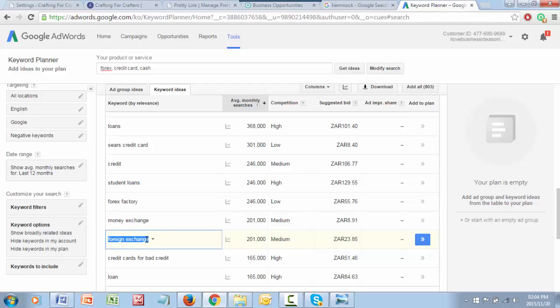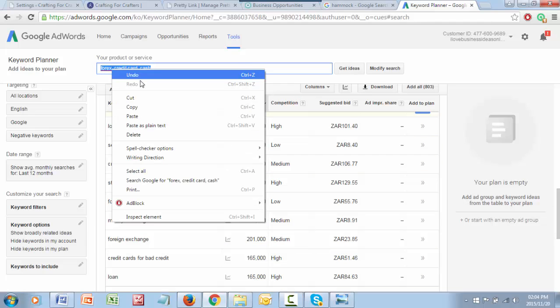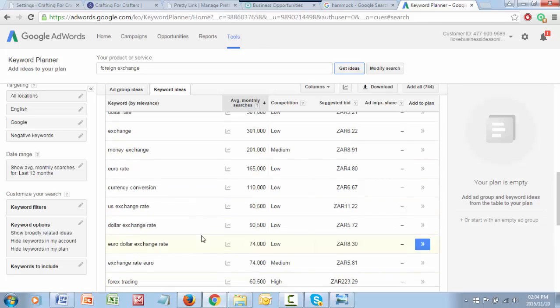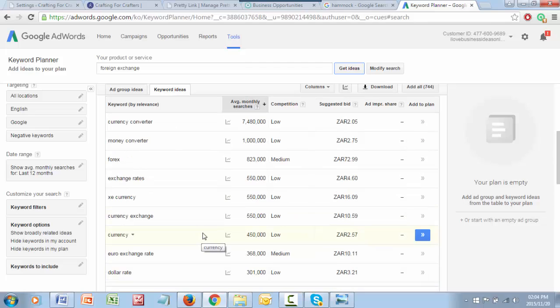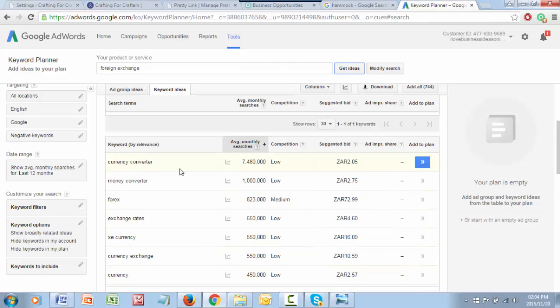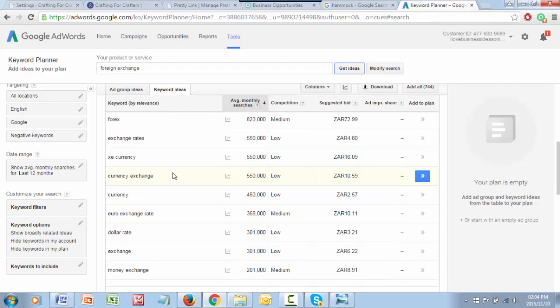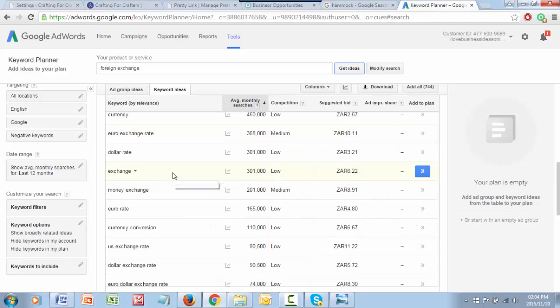Now I'm still going to do a long tail keyword one for you, but let's just copy this. What I'd do is I'd bring it up here, I'd paste it in, and I'd now get tighter keywords related to foreign exchange. So I'd now be using my seed keyword to look at what people are looking up in relation to that. Currency converter, 7.4 million. Interesting, I don't think it showed me that one on the last one. Then money converter, forex exchange rate. So as you can see, you now start looking at other things related to this.